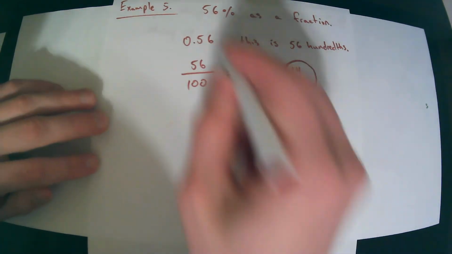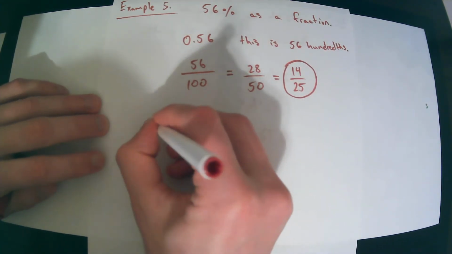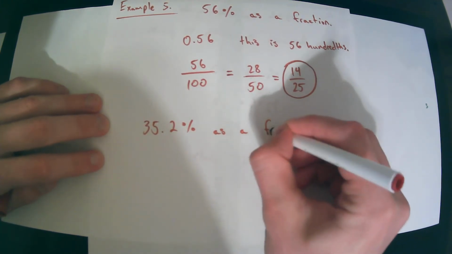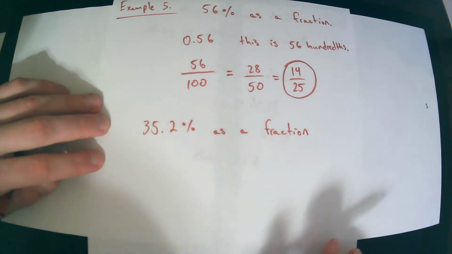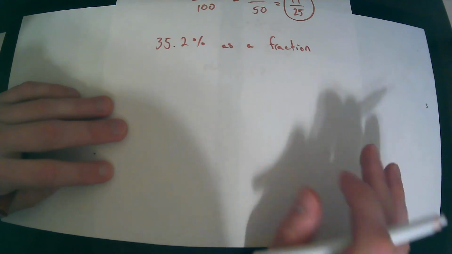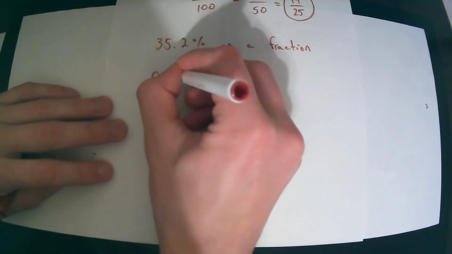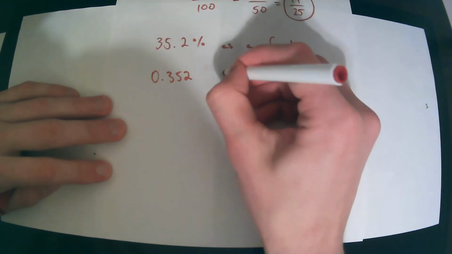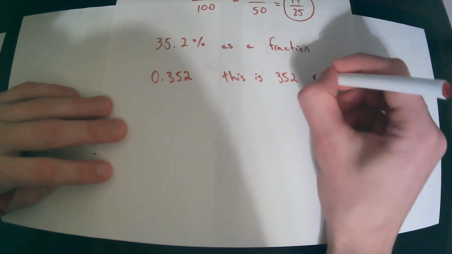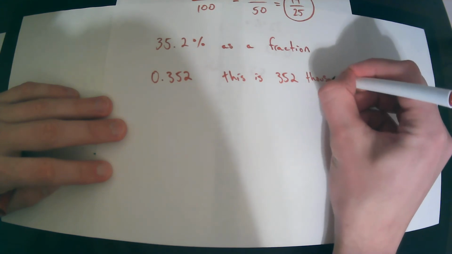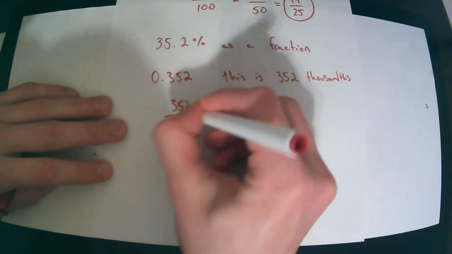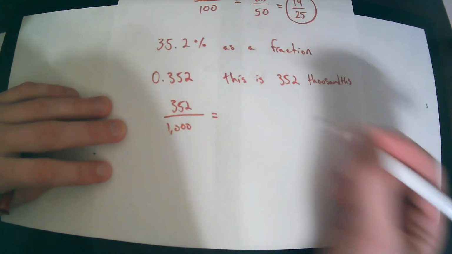Let's do a bonus one like this. Let's do 35.2%. Okay, write it as a decimal, 0.352, but if I read that technically, how do we read that? 352 thousandths. Okay, so that means I'm going to have 352 over 1,000. Okay, good. Now it's written as a fraction.